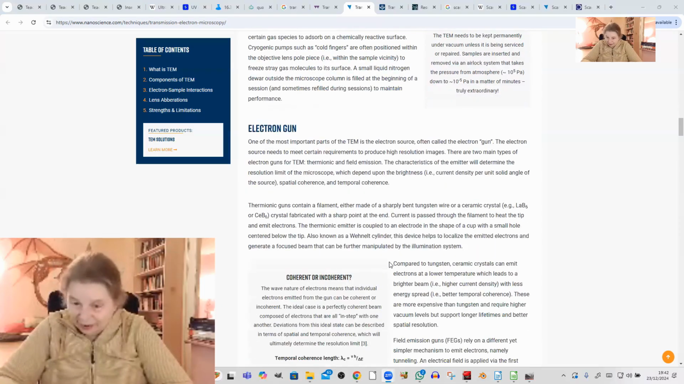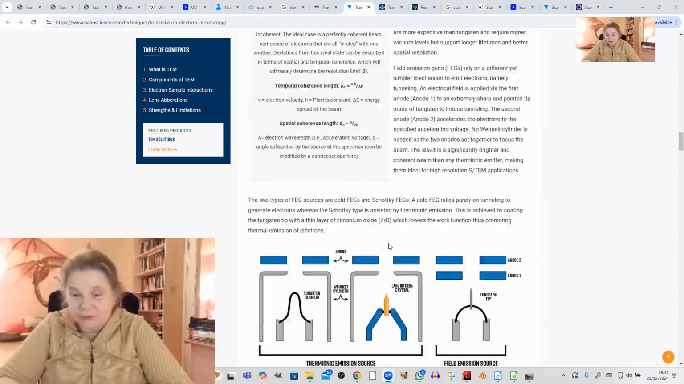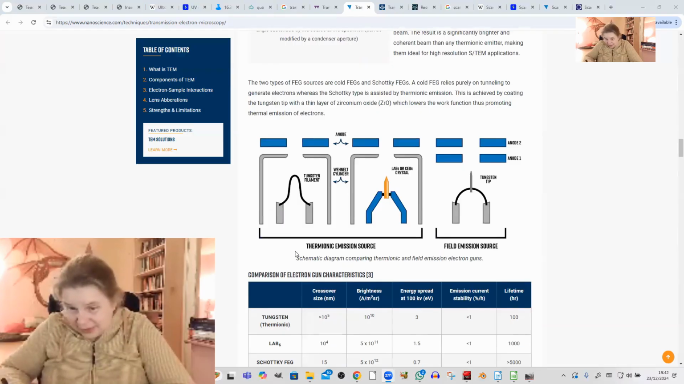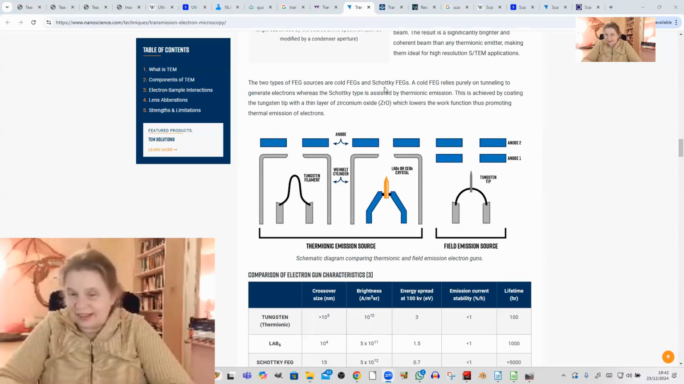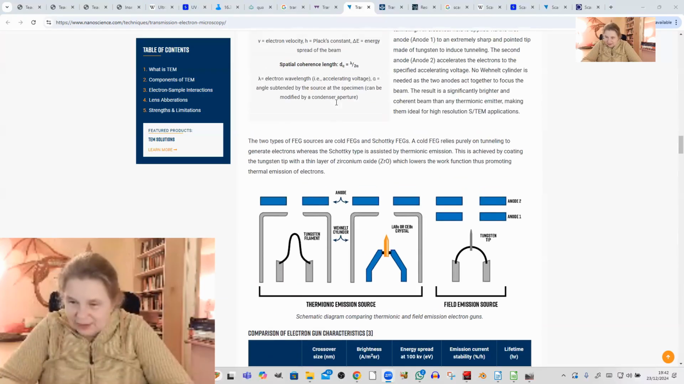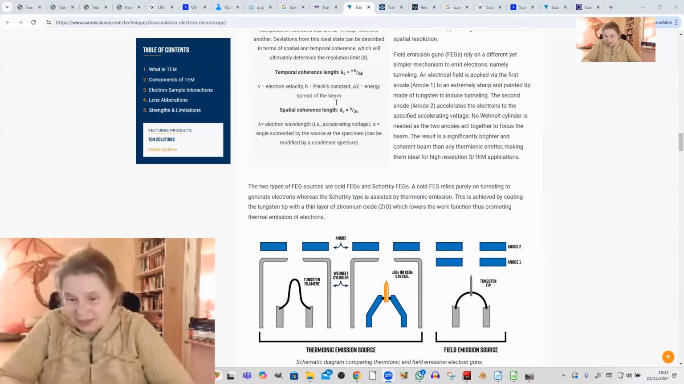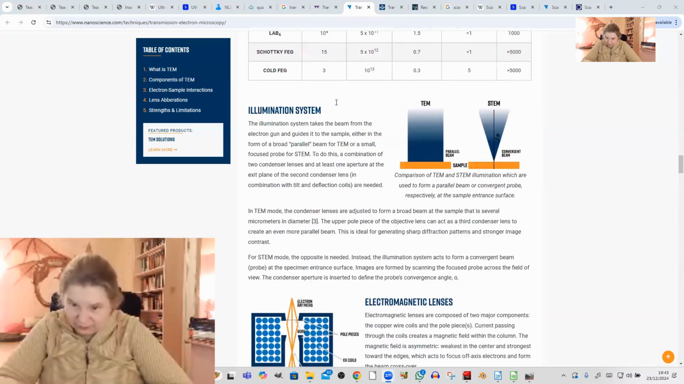And then they talk about the gun, and can you see a thermionic emitter? They've got various different sorts of emitters, but you only need to know about thermionic emitters. Okay, so these things get hot. Well, they've also got a field emission source. FEG stands for field emitter gun. Anyway, it doesn't matter. You don't have to know all of these different things. It's just that I want you to be aware of how actually difficult this is.